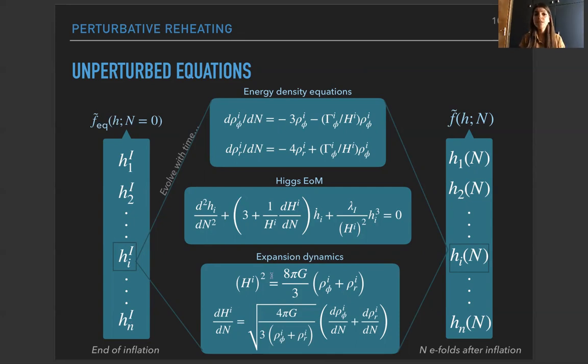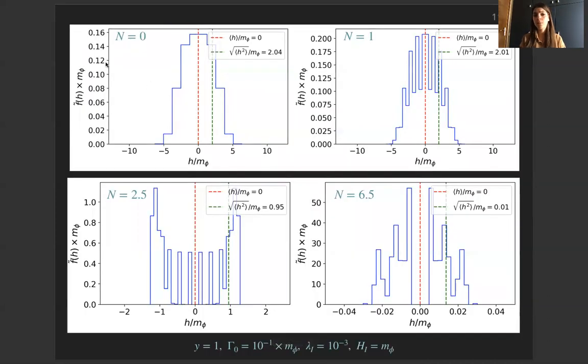If you solve this system at every Hubble patch, you can find the value of the Higgs at every Hubble patch at every E-fold after inflation. Or in other words, you can determine the evolution of the Higgs PDF at every E-fold after inflation. And the PDF is essentially the probability of having a particular Higgs value in the universe. So this is what it would look like.